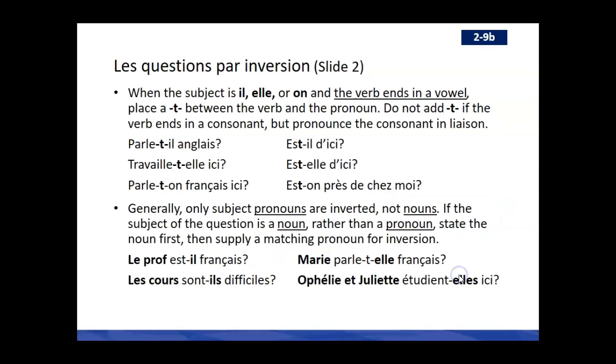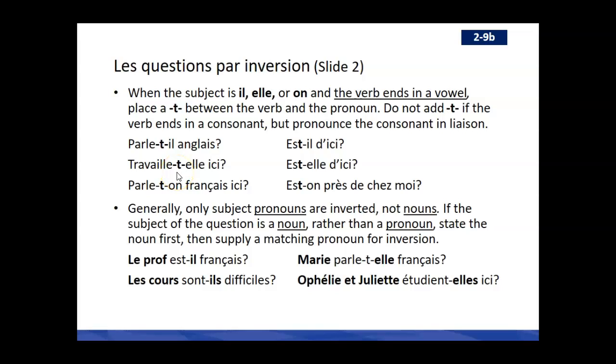Okay, looking at this in a little bit more depth. If I want to do inversion with il, elle, or on, those are the third person singular pronouns, and the verb ends in a vowel, I have to add another sound in between for it to make sense. So if my statement is il parle anglais, he speaks English, and I want to invert it, what happens? It will sound like parle-il anglais? It sounds a little strange because there's nothing to break up the vowel sounds there. So I have to put the t in the middle so that it's easy to understand. Parle-t-il anglais?